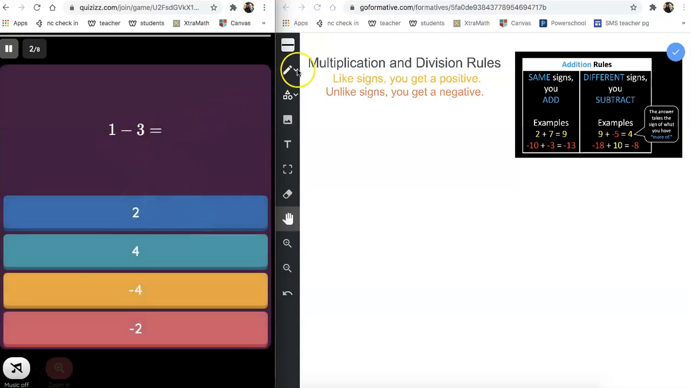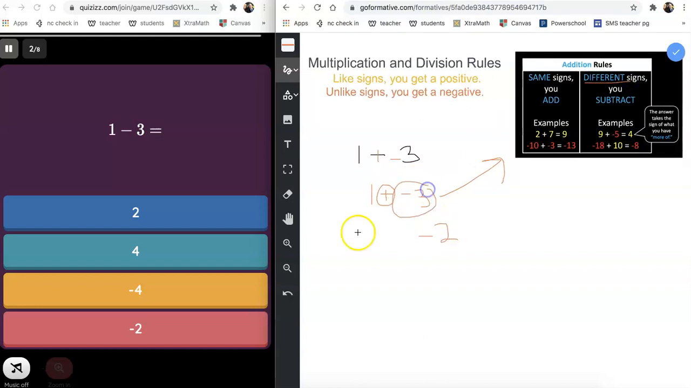All right, number 2, 1 minus 3. This is an example of a problem where I would want you to show your work. We're not going to deal with subtraction. We're going to change it to addition. So I grab another color and I change subtracting 3 to adding a -3. And then once I change the subtraction to addition, it's addition and I can apply the addition rules. So in this case, the signs are different. So I'm going to subtract. 3 minus 1 is 2, and I have more negatives than positives.